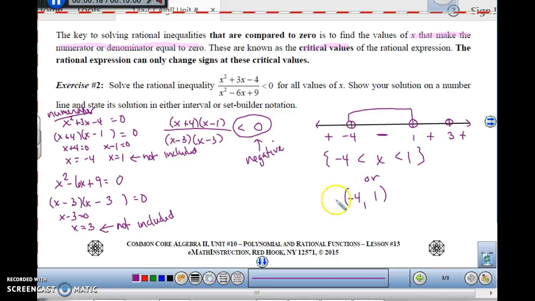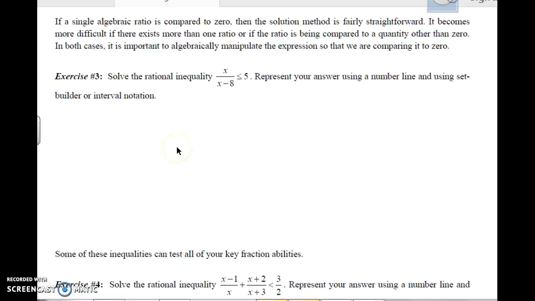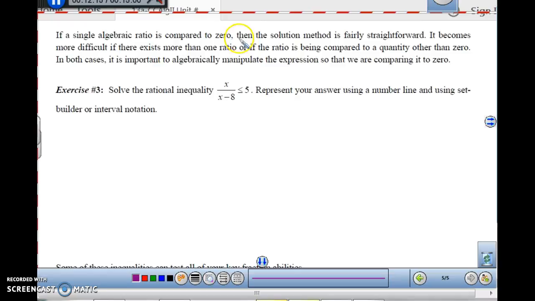All right, so the whole trick to this is getting the inequality compared to 0, and then figuring out where your zeros are and where your undefineds are in this problem. If you have a single algebraic ratio compared to 0, then it's pretty easy. But it's a little more difficult when it's not equal to 0 and you have to get it there. So let's take a look at this.